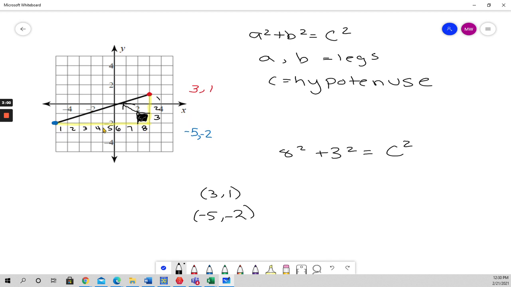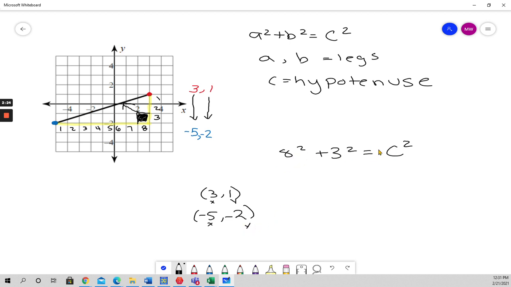As I'm counting across, this is my x-axis. And as I'm counting up and down, this is my y-axis. So my across values, what is the distance or difference between 3 and -5? It's 8. And what is the distance between 1 and -2? It's 3. And so my x distance, my horizontal distance, is one of my legs, and my y distance, my vertical distance, is my other leg.